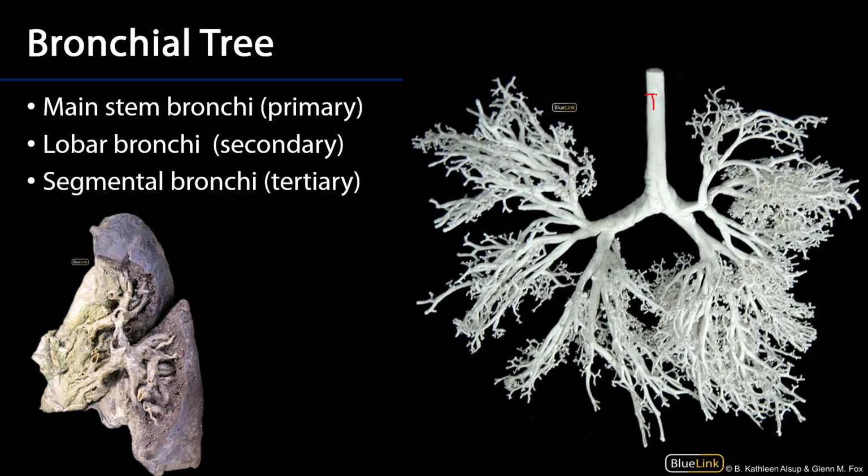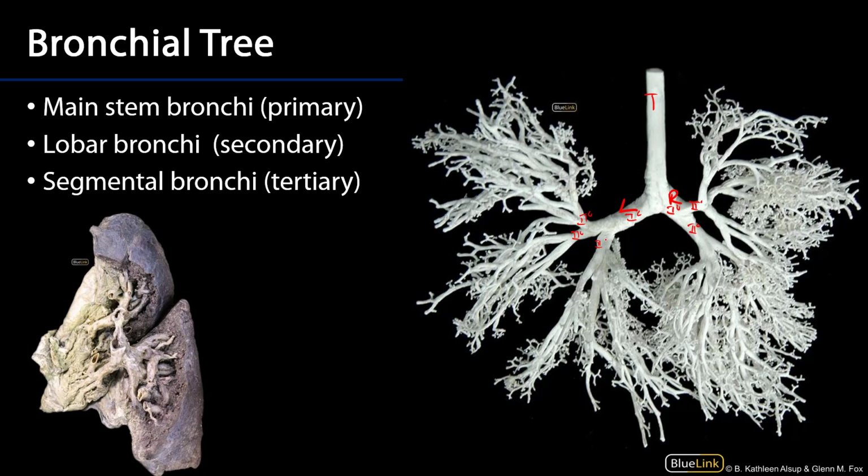So here is the trachea, and the trachea is going to divide into right and left main stem bronchi, also known as primary bronchi. These serve each lung. The primary bronchi bifurcate into secondary bronchi on the right and on the left trifurcate into secondary bronchi.